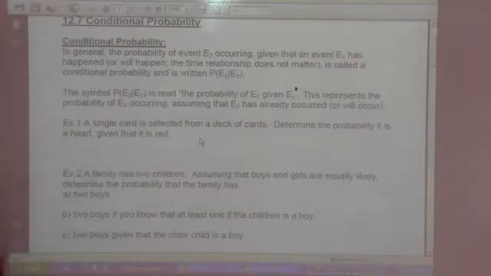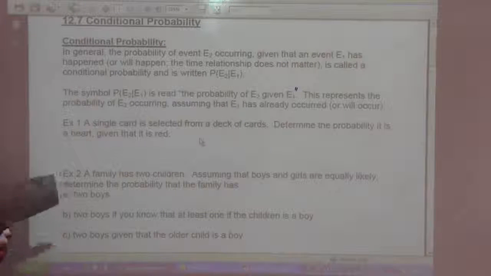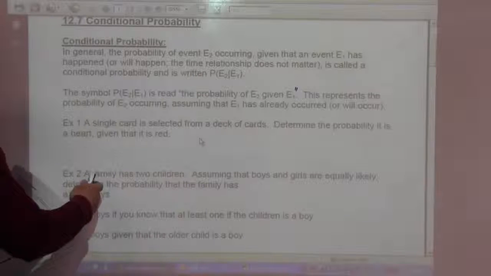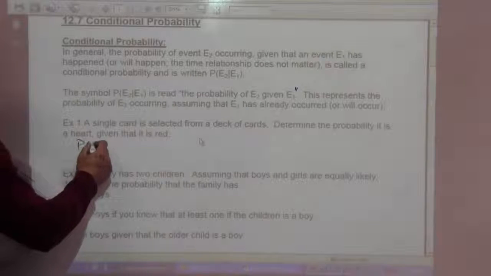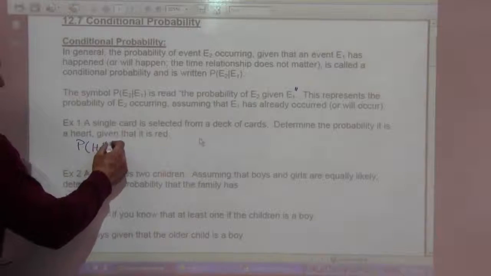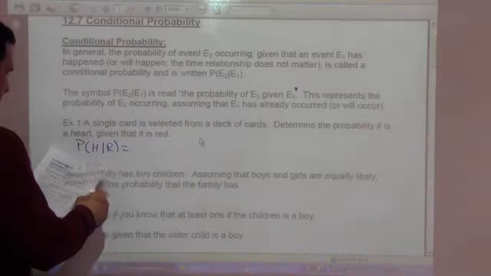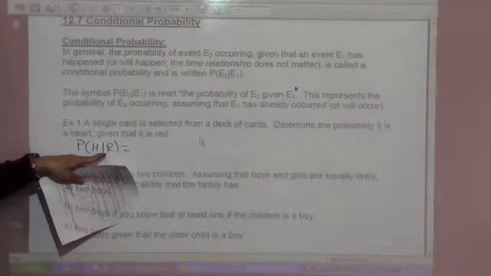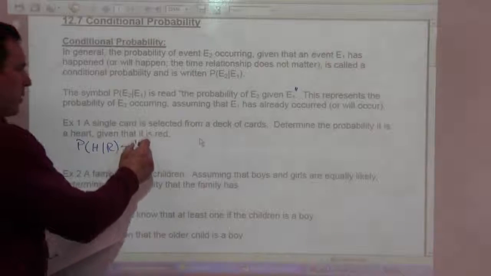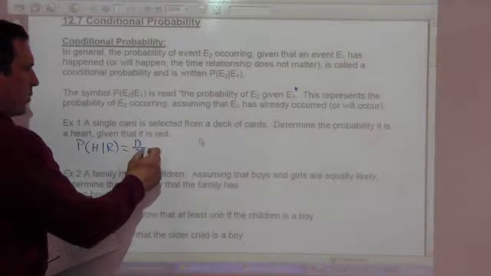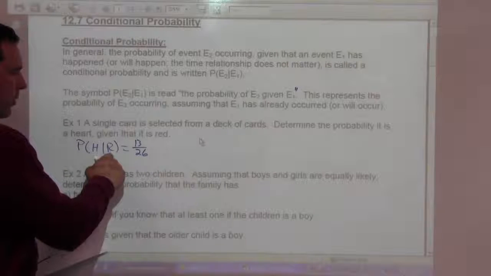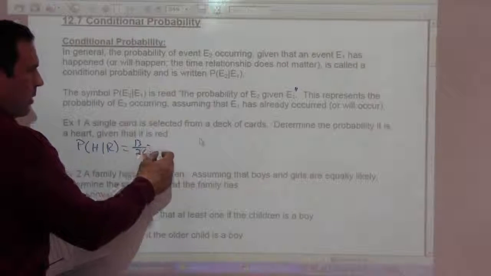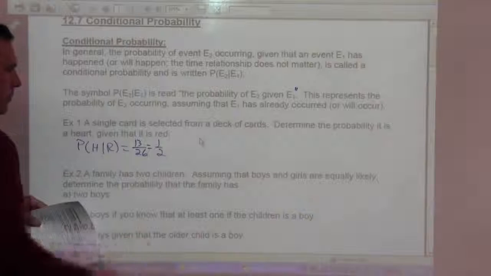A single card is selected from a deck of cards. Determine the probability it is a heart, given that it is red. So we're looking at the probability that it was a heart, given that it's red. Well, how many hearts are there that are red? There are 13 hearts. They're all red, out of the 26 red cards. There are 26 red cards altogether. So that's 1/2.